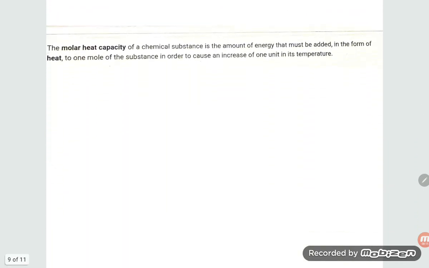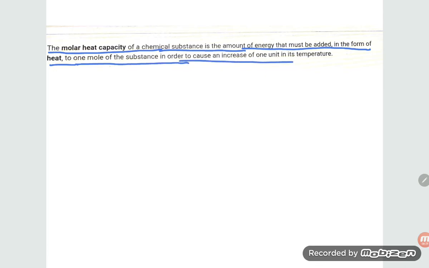So these three materials are the different forms of water, and they have different specific heat capacities. Next, the molar heat capacity. The molar heat capacity of a chemical substance is the amount of energy that must be added in the form of heat to 1 mole of the substance in order to cause an increase of 1 unit of its temperature.